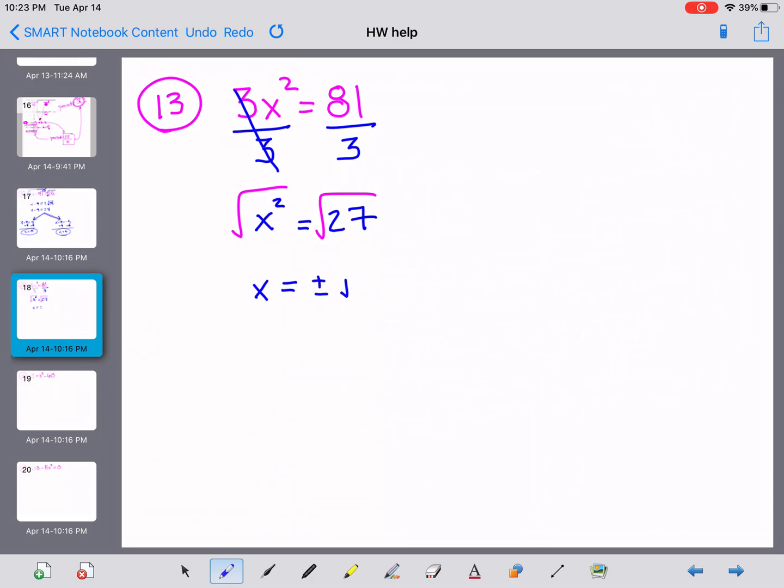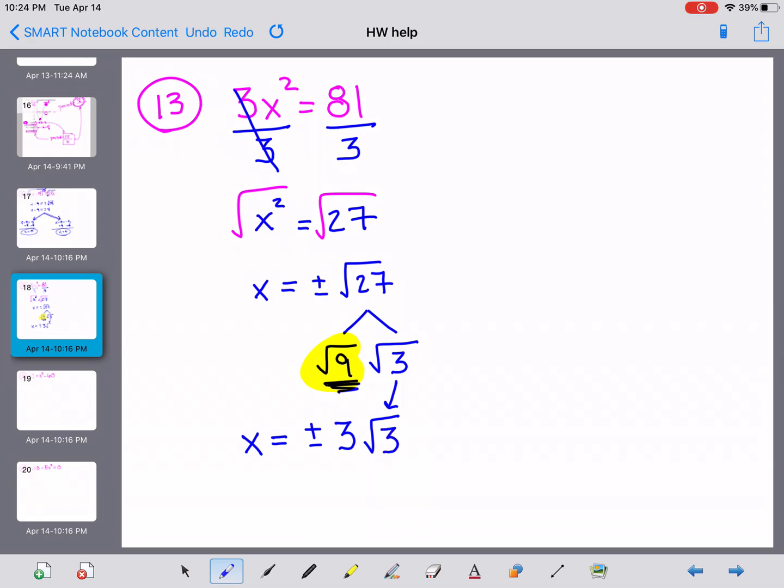Square root of 27. Square root of 27 is not a perfect square, so we have to break it down. So what two numbers multiply to make 27, and one of them has to be a perfect square? That's 9 times 3. 9 times 3 is 27, and 9 is my perfect square. So then x equals, bring down your plus or minus sign, the square root of 9 is a perfect square. That just becomes 3. And then this square root of 3 comes down.